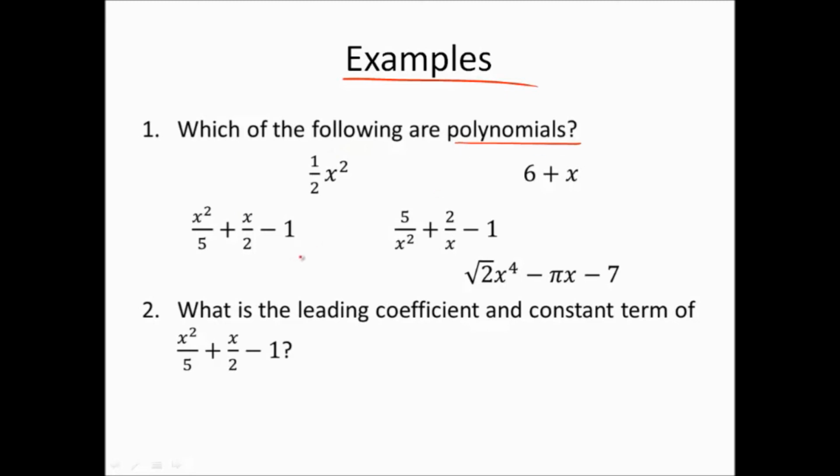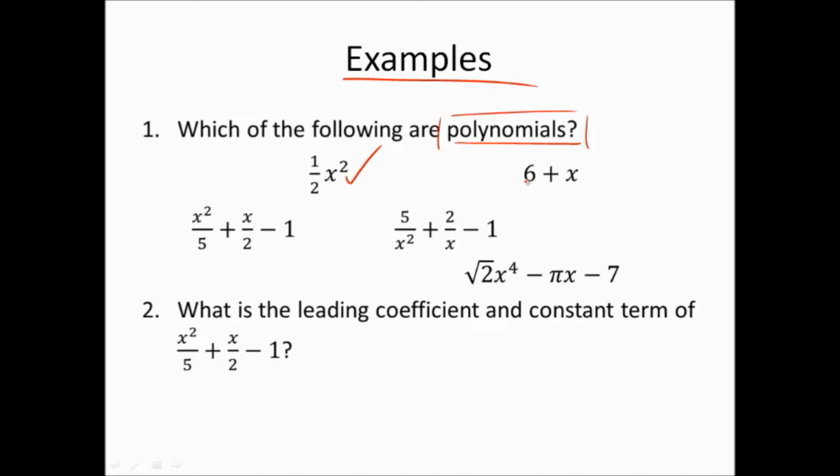Well, first let's recall what the definition of a polynomial is. A polynomial has many terms, and each term has to be a product of numbers and variables. A product, meaning all multiplied together. So, let's take a look at the first one here. Is this a polynomial? 1/2 is a number times x times x, so that's a product of numbers and variables, and therefore it is a polynomial.